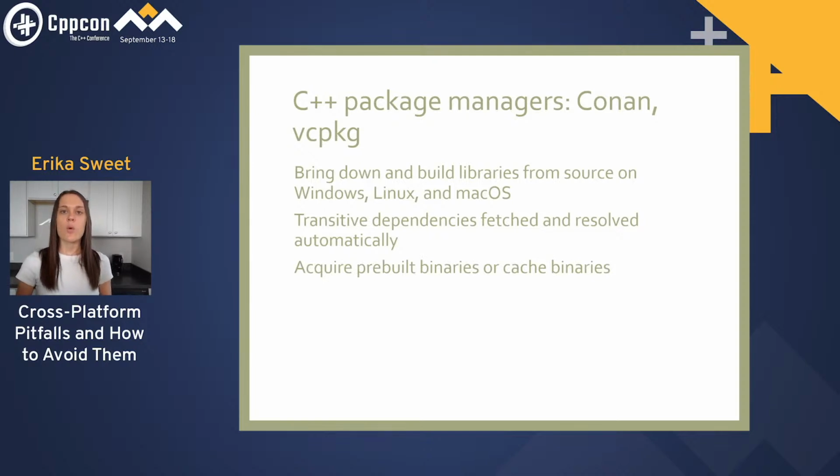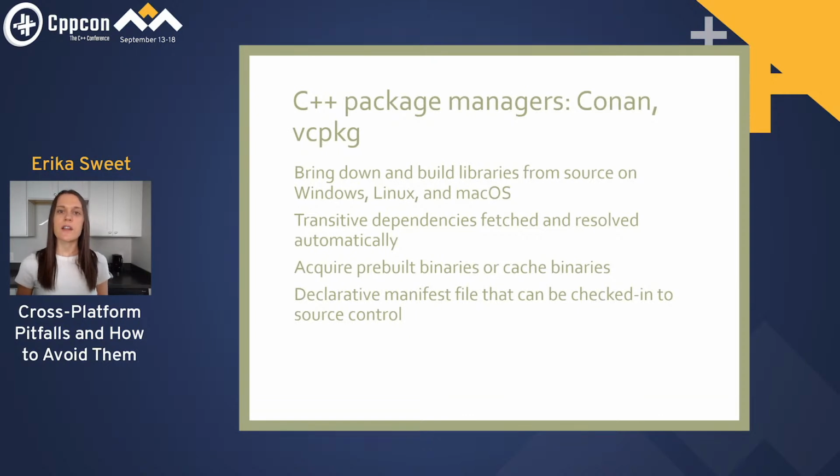With Conan, you can acquire pre-built binaries, and with both Conan and vcpkg, you can cache binaries to speed up the amount of time it takes to download and install libraries across multiple systems, and to ensure that every developer and your continuous integration system are using the same version of the library built the same way. Both Conan and vcpkg support some declarative manifest file where you can declaratively specify your dependencies one time and then check that file into source control.